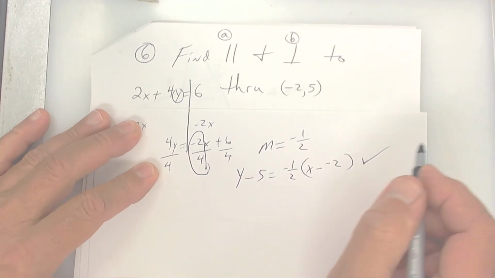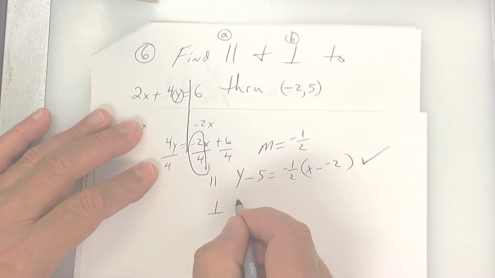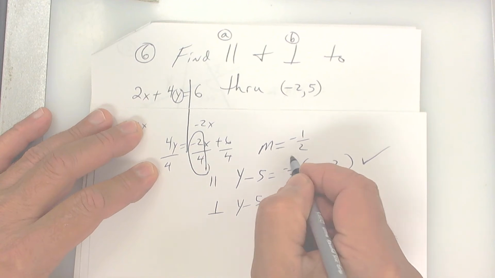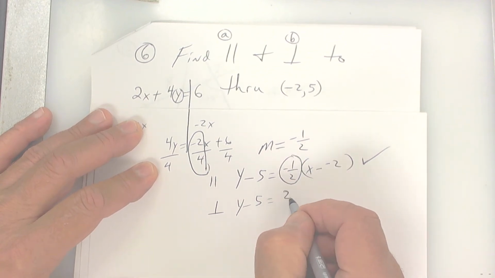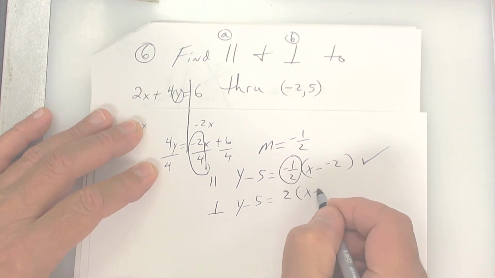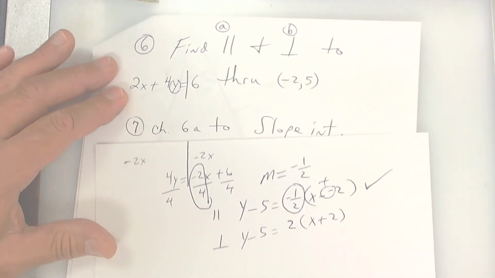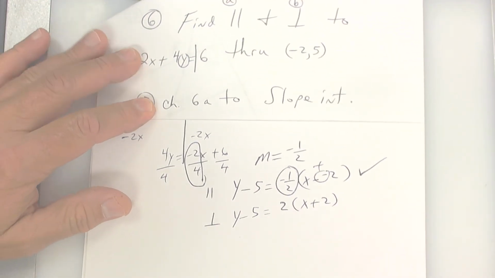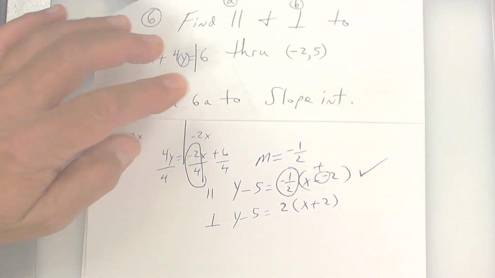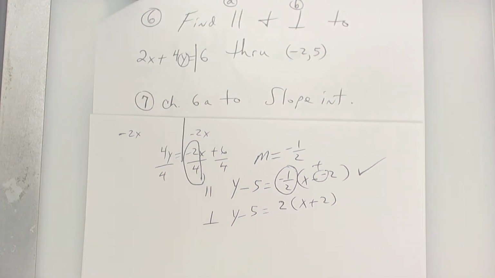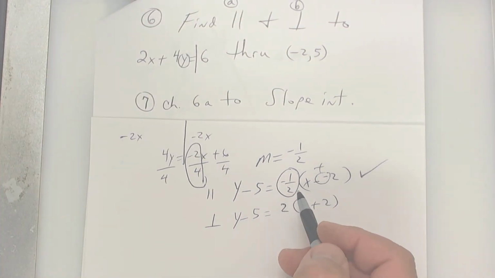That's the first one. Perpendicular is going to be y minus 5. You got to flip that and change it to a plus, and everything else stays the same. Okay, we did parallel perpendicular. 6a says find this one in slope-intercept form. Well, 6a is right here.